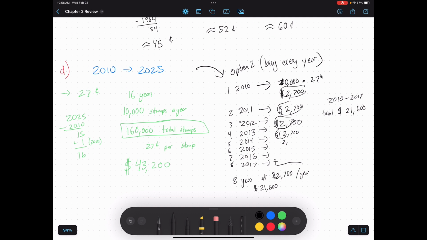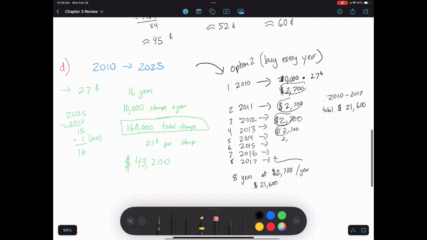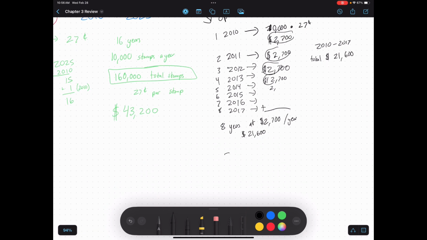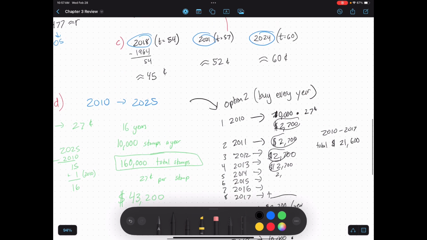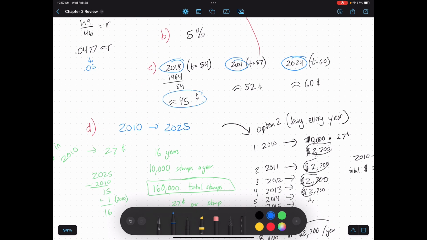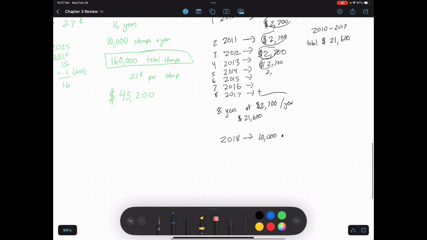Okay, so that gets me through 2017, but why did we stop there? Because the price bumps up in 2018. So what are we spending in 2018? In 2018, I'm still buying 10,000 stamps, but the price has increased to 45 cents. So I'm going to multiply this by 45. What does that give me? That gives me 4,500. So in 2018, I have to spend $4,500 on stamps.